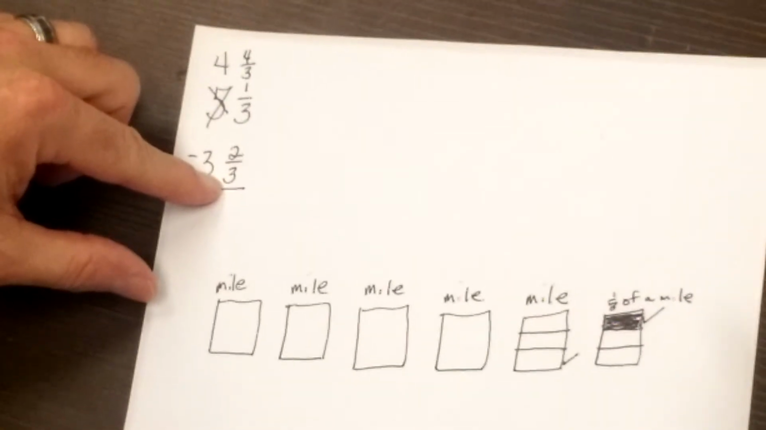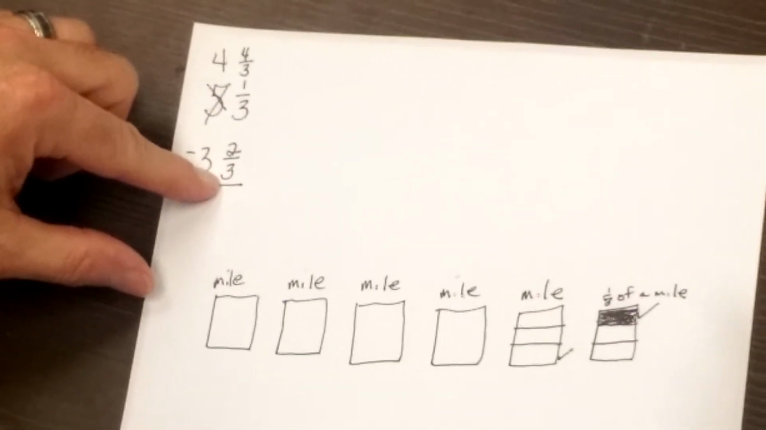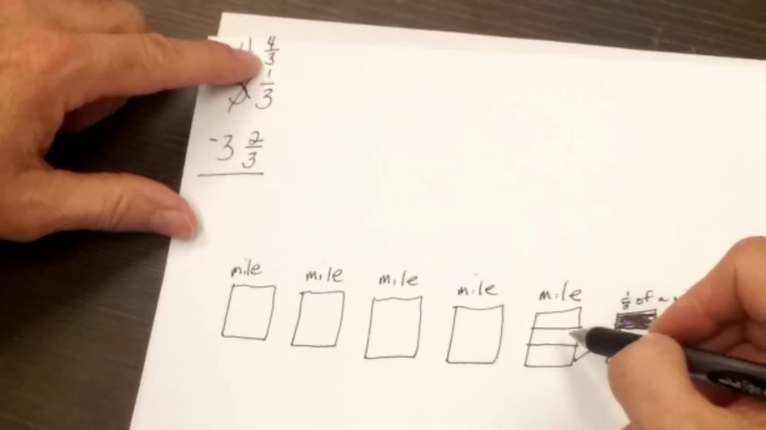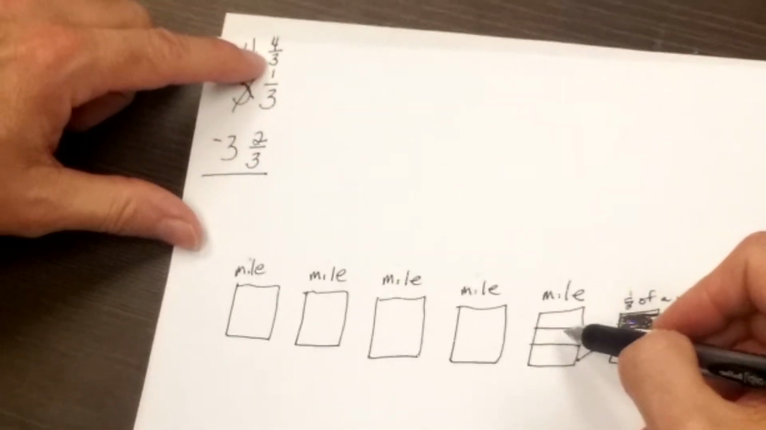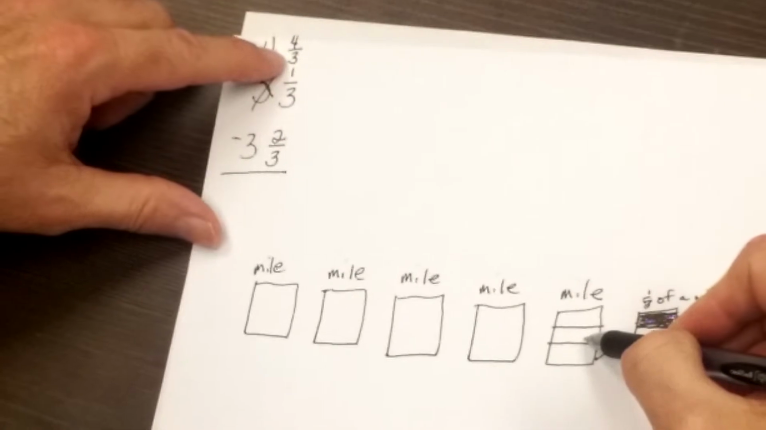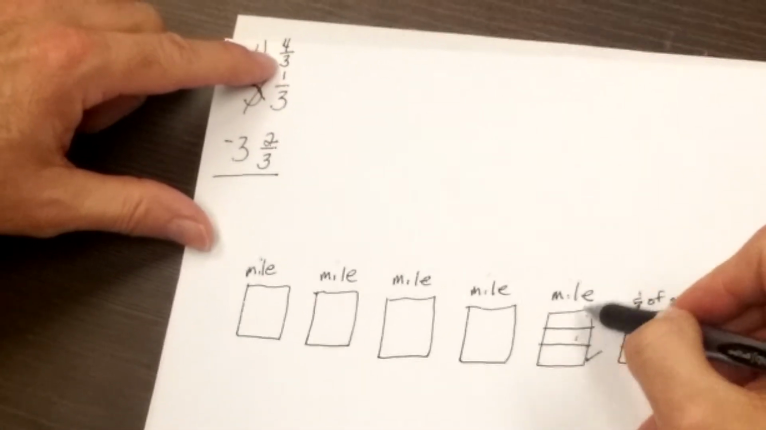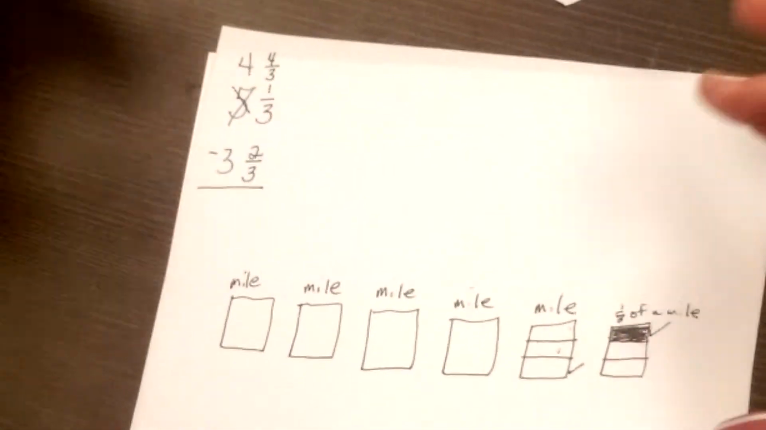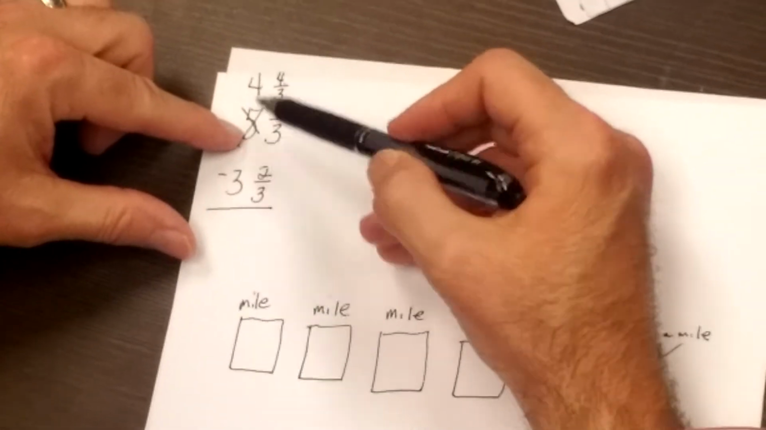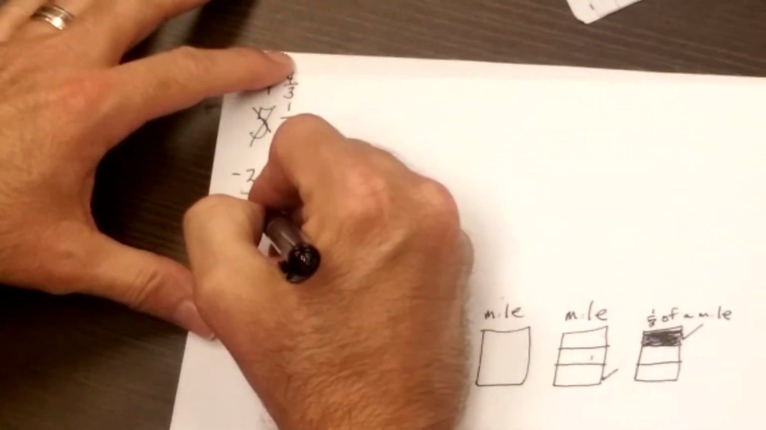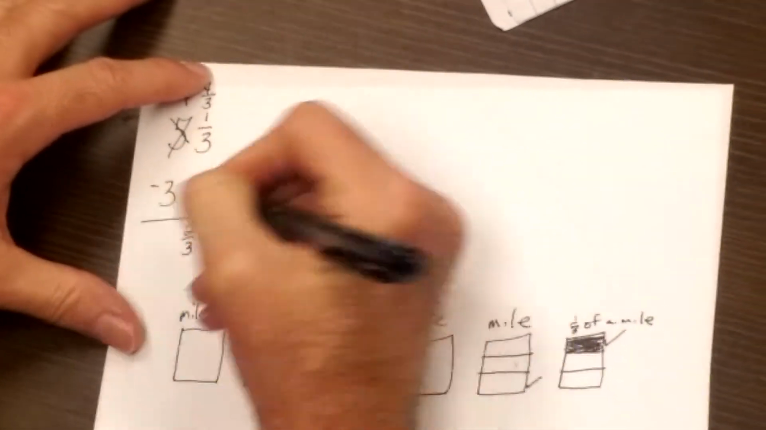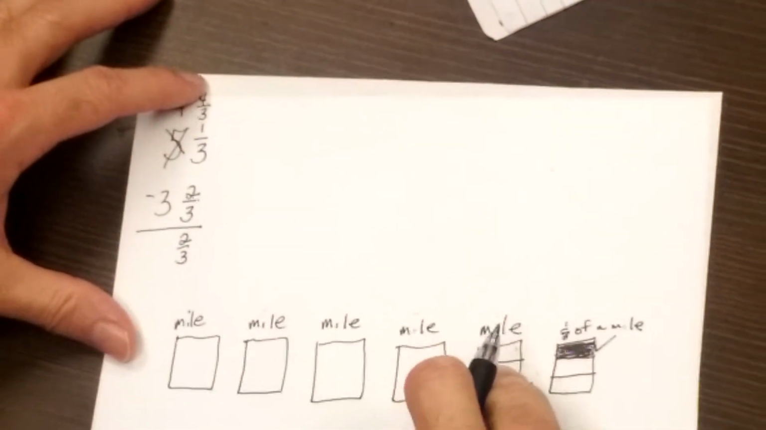So I've taken away those 2/3 miles, which leaves me with, if I take 2/3 from the 4/3, that's a third that's left, and that's a third that's left. And you can see here, I'm only counting thirds, so I'm subtracting 4/3 minus 2/3, which is 2/3 left, and you see that right there.